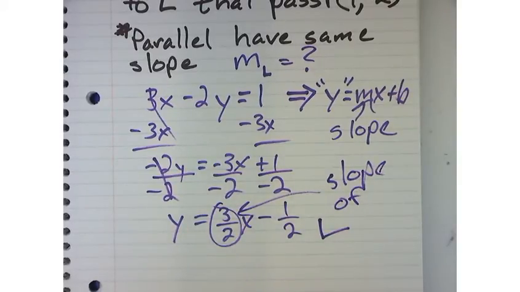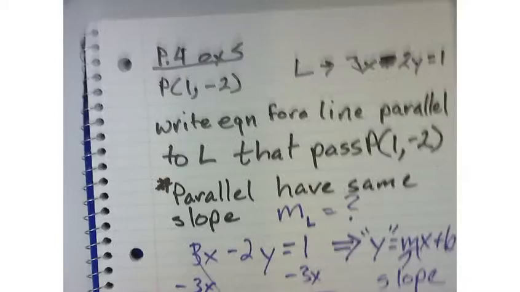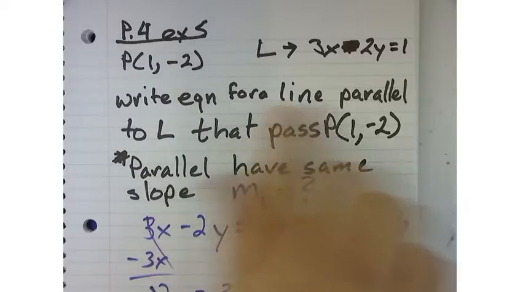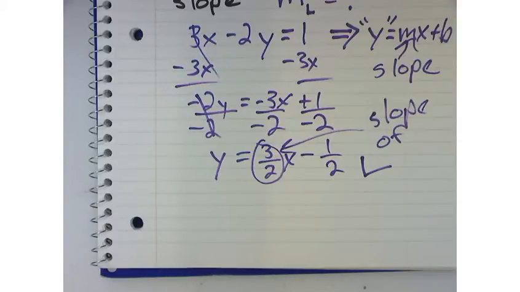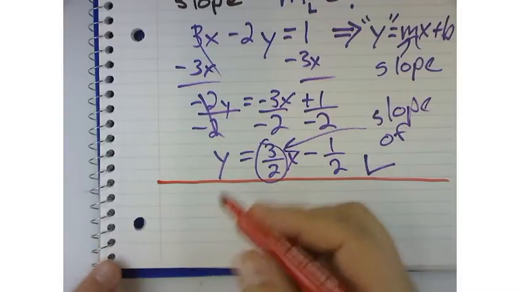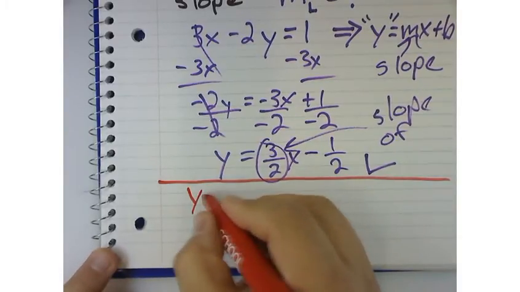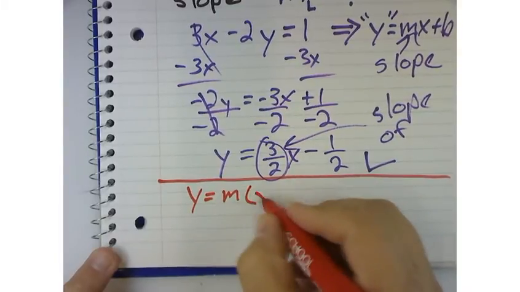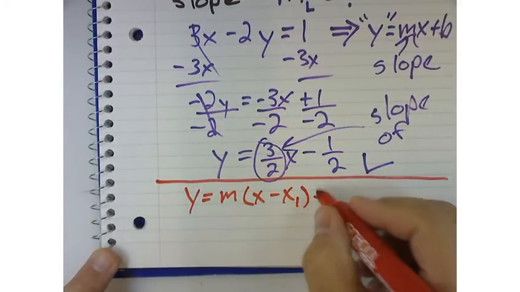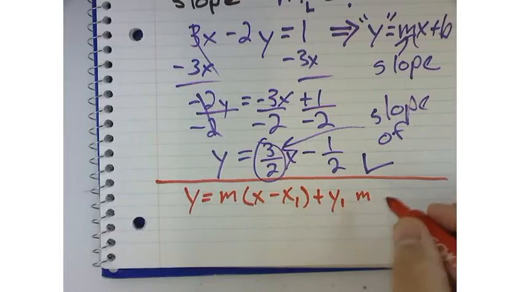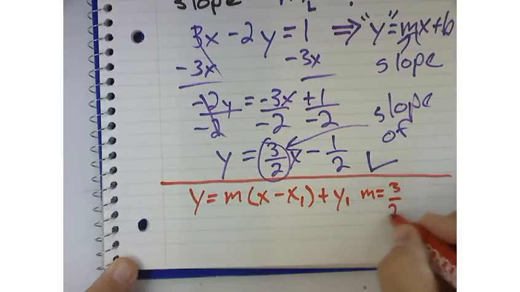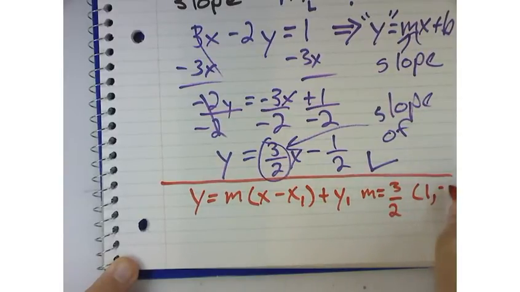Now to find the equation, remember we got to go way up here, but it said we need to write an equation for a line parallel to L that passes through the point 1, negative 2. Well, we know how to do that. If we have a point and a slope, what can we do? Use the point slope form, right? So what I'm going to do is we're going to use Mr. Adams' version of it, which is y equals m times x minus x sub 1 plus y sub 1. Our slope is going to be 3 over 2, and our point is going to be 1 comma negative 2, where this is x sub 1 and this is y sub 1.